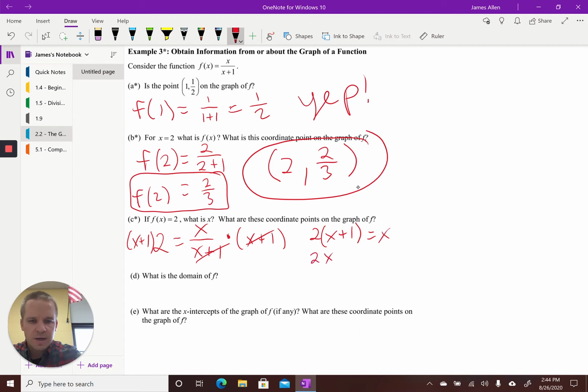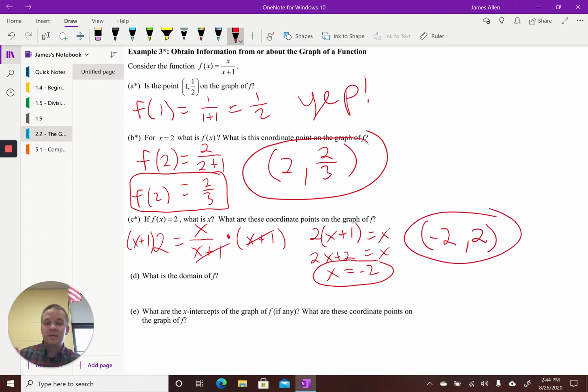So I've got 2x plus 2 equals x. I'm going to subtract the x and get x. I'm going to subtract the 2 and get negative 2. There we go. So that's what x is. What's the coordinate? Well, it'd be negative 2, comma 2 is the coordinate that's on the graph. Okay? So we're connecting this f of negative 2 equals 2 to the negative 2 comma 2 ordered pair, okay? So you'll sometimes see things written like this, f of negative 2 equals 2. This means the same thing as this ordered pair right here, okay? So you need to be familiar with those different notations. All right.